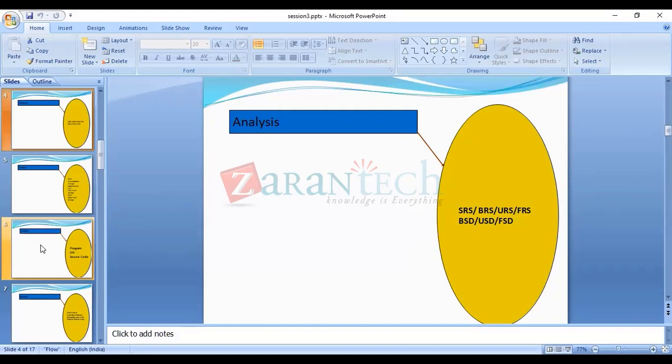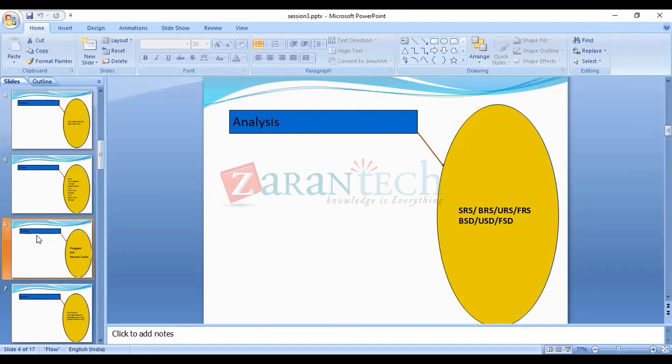So finally, what is analysis? Here the business analyst, BA for short, is the responsible person for preparing these documents. The next one is coding.